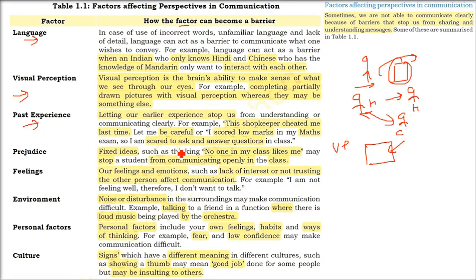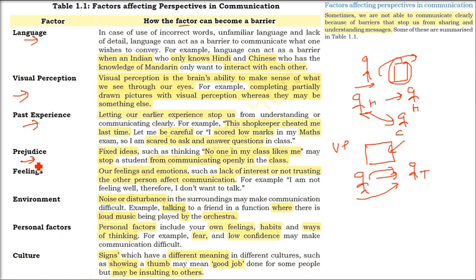Past experience. Sometimes what happens? You go to a shopkeeper. You say, no, he cheated me, I'll not go there again. Or say you have scored low marks, so you won't be able to talk to your teacher. You will not be able to answer questions or ask questions. You can ask questions. That is, don't let your past experience spoil your present.